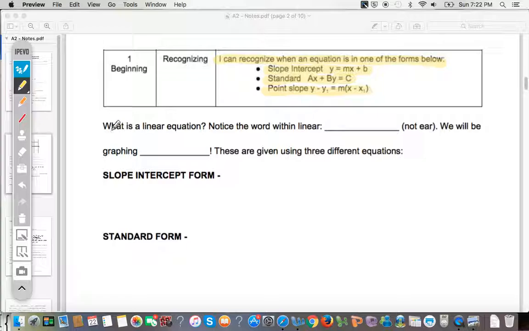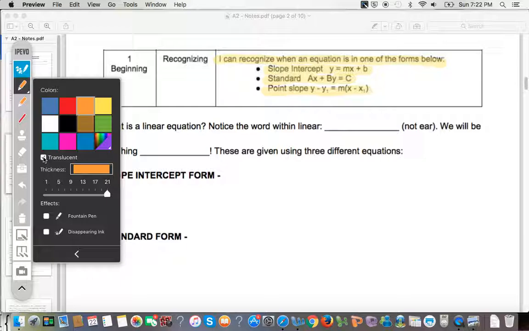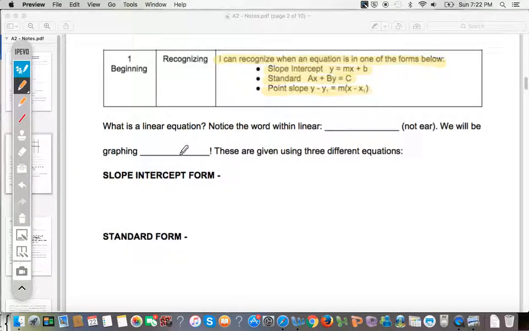Okay, so let's get set up here. So, what is a linear equation? Okay, so notice the word within linear, the word line. Let me box it in. We have the word line there. So what this means is we'll be graphing lines. Okay, so they're given to us using three different equations.